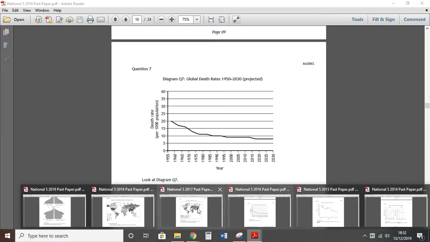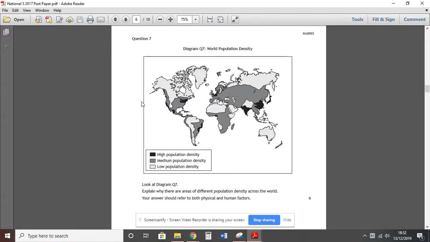Let me now have a look at the 2017 one, which you can find also on the home page of this revision site. Now, this is a really common exam question. You see this in a lot of exams, and it's explaining the pattern. Now, you might be asked to describe the pattern, in which case you'd be talking about parts of the world, like it's a lower population density in the northern part of Africa.